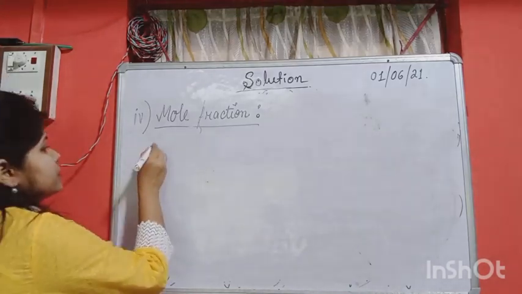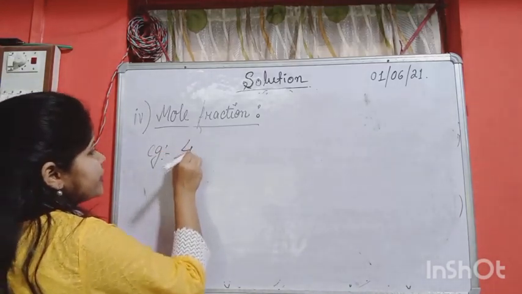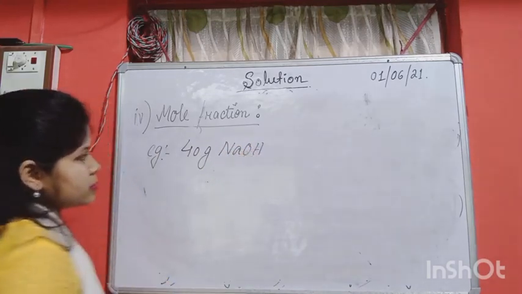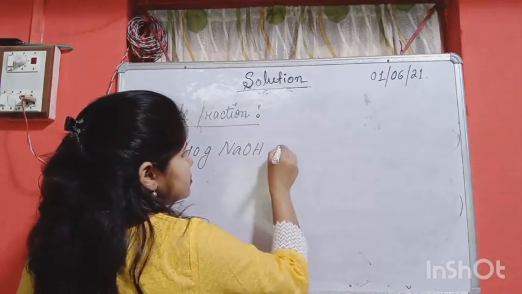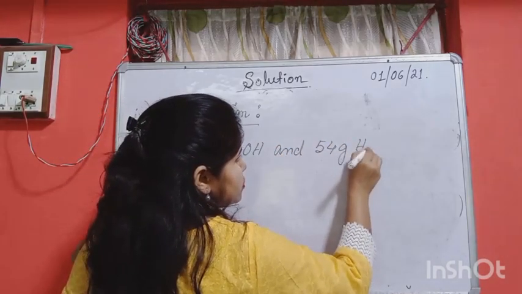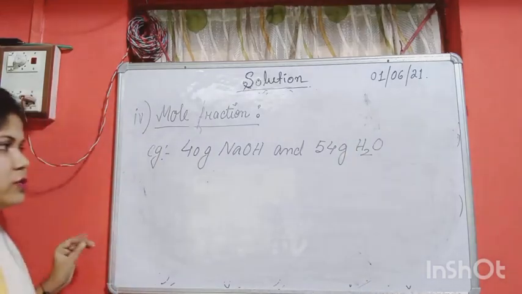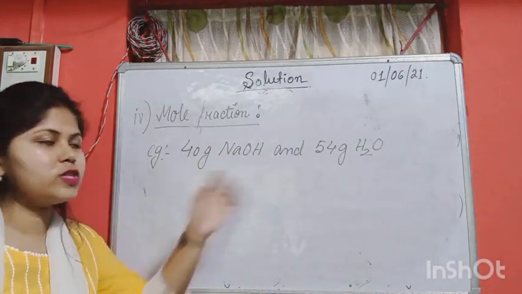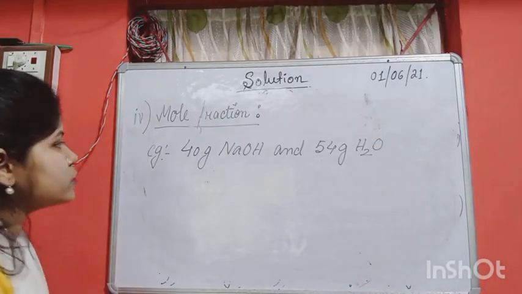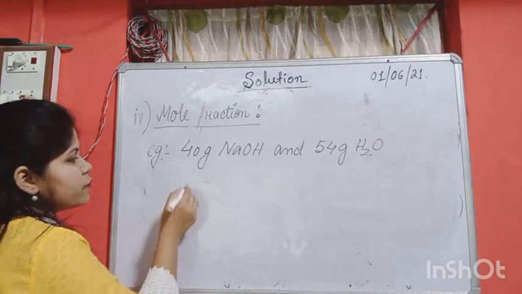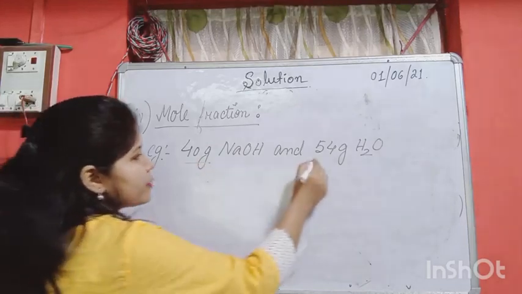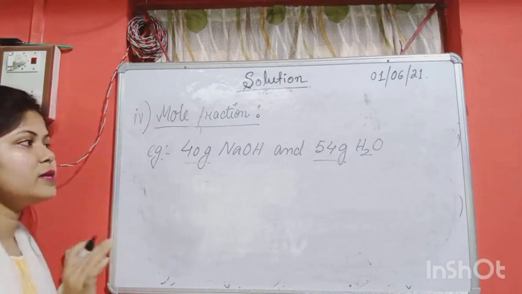So suppose 40 gram NaOH is present and 54 gram H2O is present in a solution. Find out the mole fraction for NaOH as well as for H2O. Okay, sodium hydroxide and water. So first, this is the given mass. So for NaOH and H2O, first I have to find out the number of moles. This 40 gram and 54 gram are the given mass in the question.